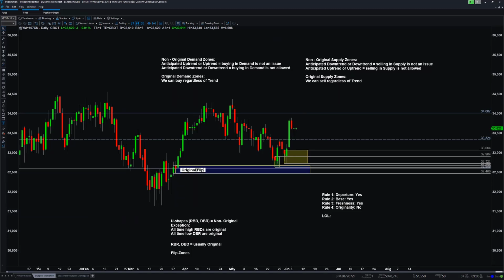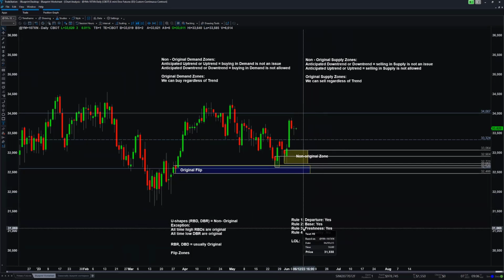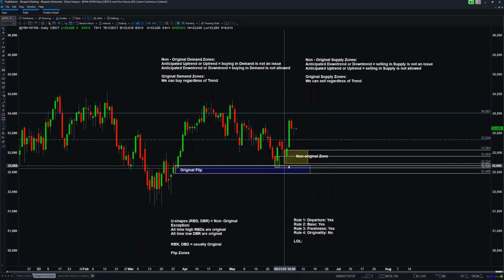So this is original flip. This here is a non-original zone, and a non-original zone most of the time also cannot be a flip zone. Okay. There is going to be my own personal rule that I apply to flip that goes outside of supply and demand as well, which is, however, going to be more of an all-encompassing lesson, because it would involve trend lines and channels and trend formations.